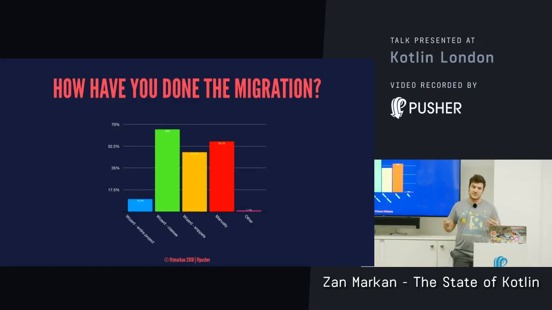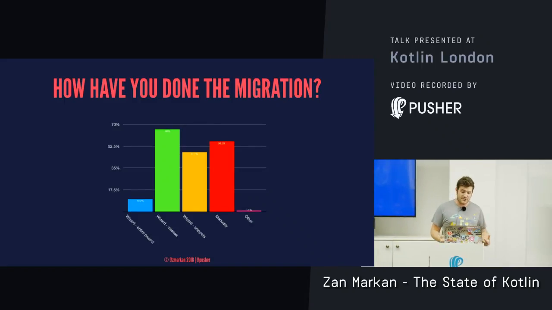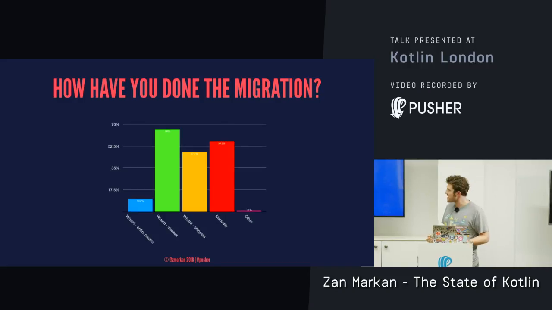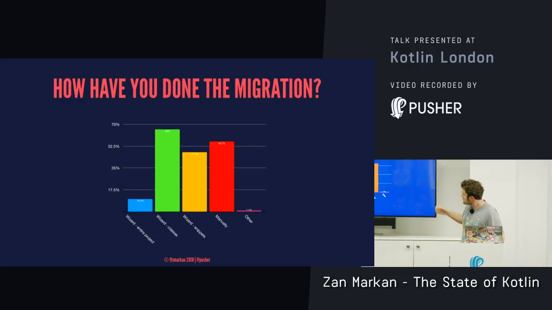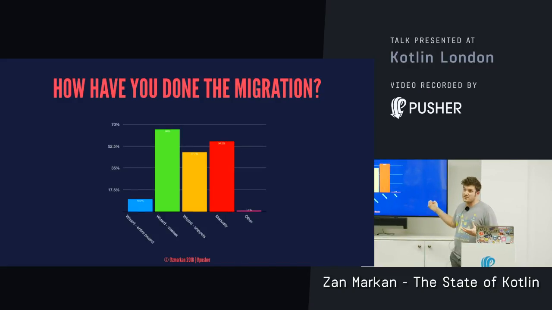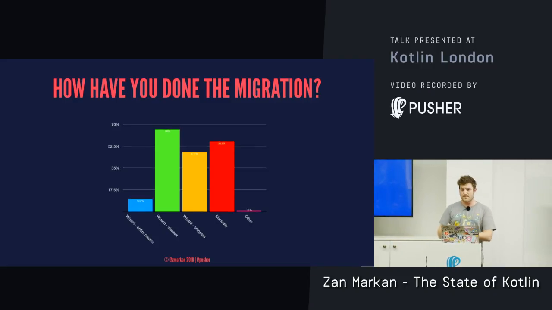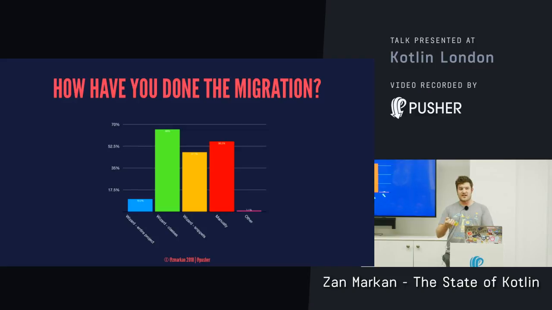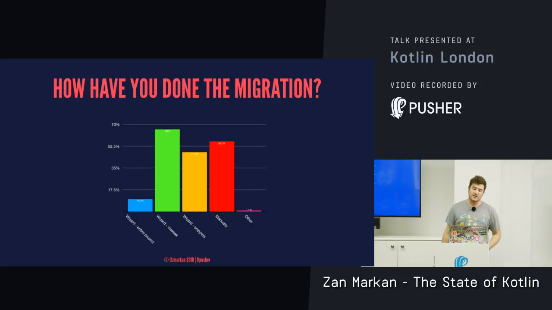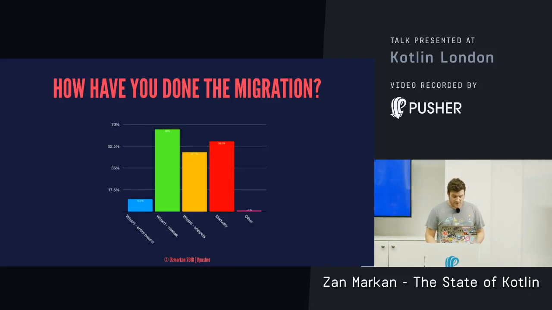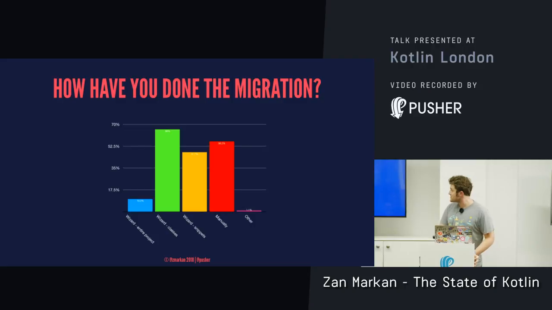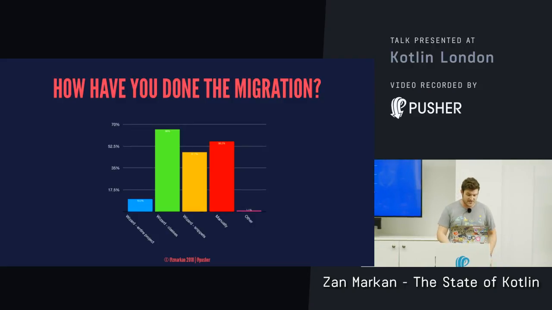56% of people did the conversion manually, and 47% decided to convert only snippets. By that I mean Android Studio and IntelliJ allow you to, if you copy Java code, automatically convert that into Kotlin if you paste it into a Kotlin file, which is pretty cool. There's also 10% of brave souls who decided it's a good idea to convert the entire project.